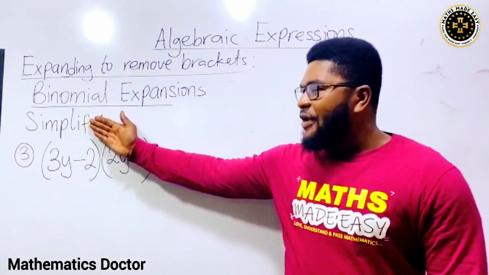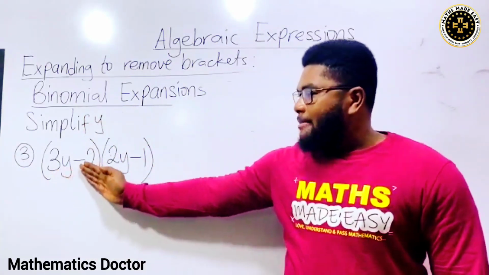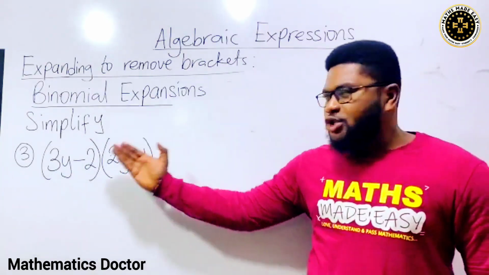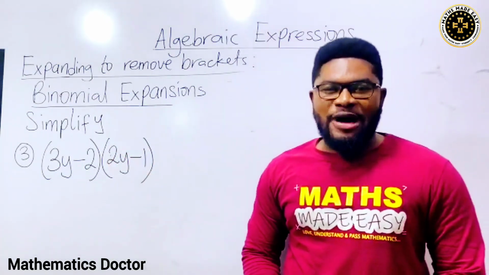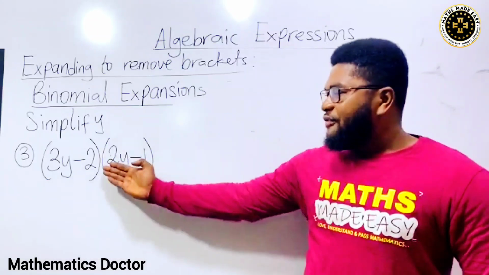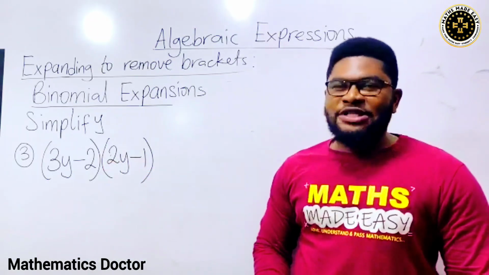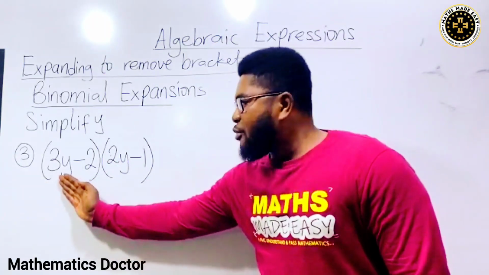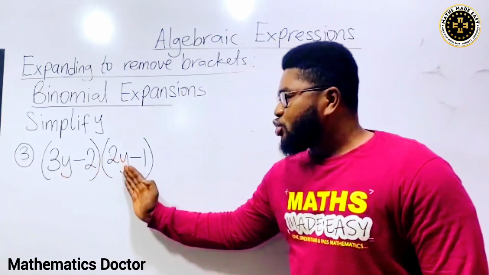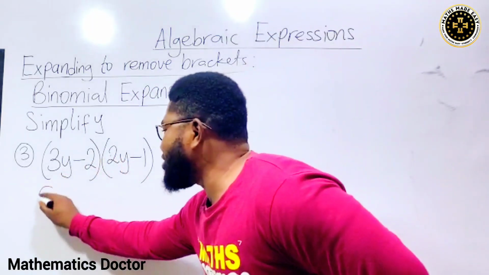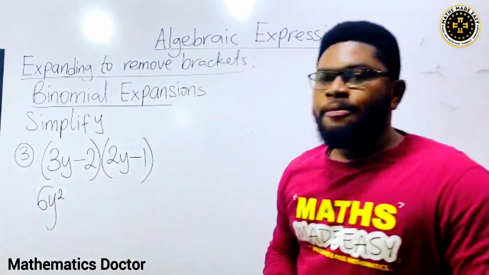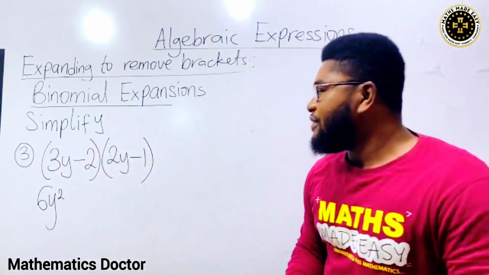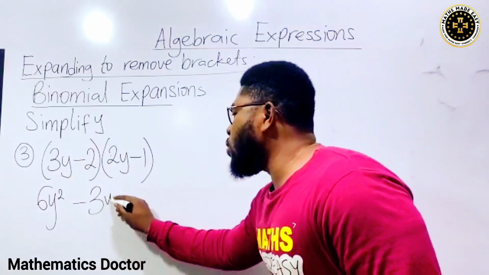It says simplify (3y minus 2)(2y minus 1). There is also another example of binomial expansion. Now we want to use the first method to expand this particular expression. In the first bracket, we'll use the first term, which is 3y, to multiply 2y, giving us 6y squared. Then still 3y will multiply minus 1, giving us minus 3y.